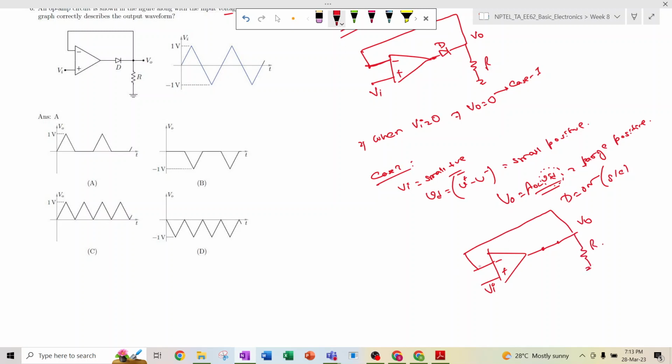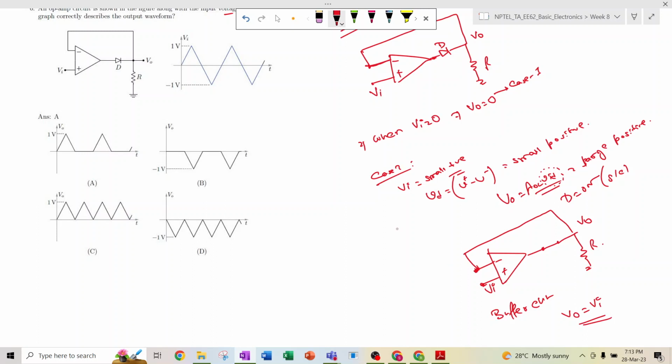So basically whatever is the input, that will appear here, because it's a virtual short concept, and according to that the output will be like this. So it is basically a buffer circuit, right? It will act as a buffer circuit. Buffer circuit means the output will follow the input Vi. Whatever you are giving in the input Vi will appear over here, and this Vi is shorted with Vo. So Vo is basically equal to Vi.